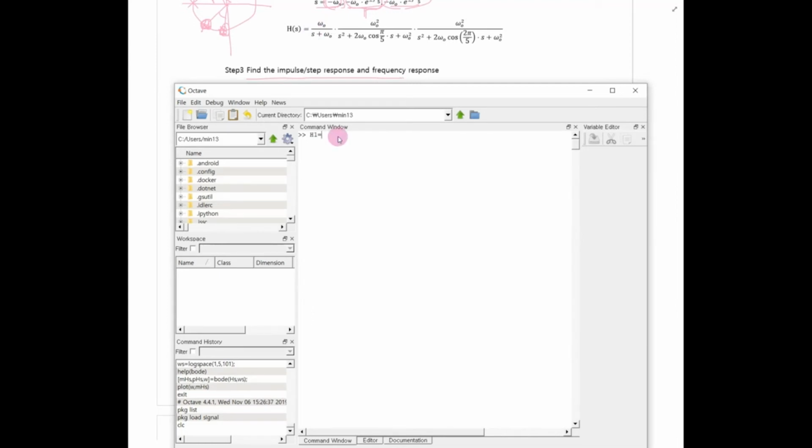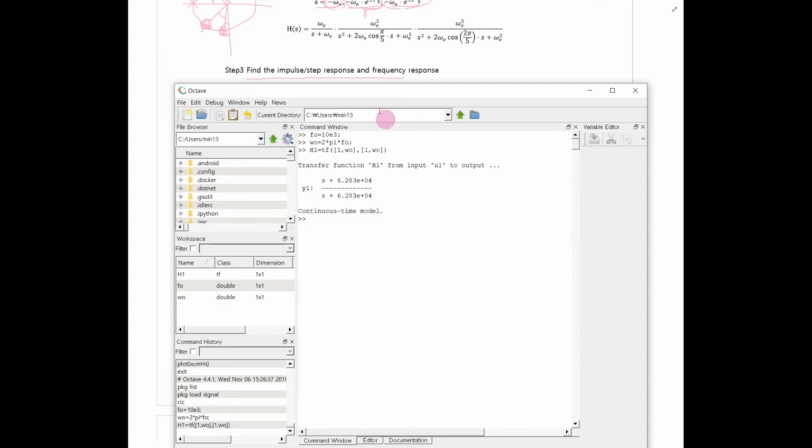So that is a transfer function. The coefficients are 1 and omega 0. I need to define f0 as 10k, and omega 0 is 2 pi times 10k. Okay, this is omega 0. So h1 can be defined by a transfer function. The numerator coefficient is omega 0 and the denominator is 1 and omega 0. Okay, I write down this one.